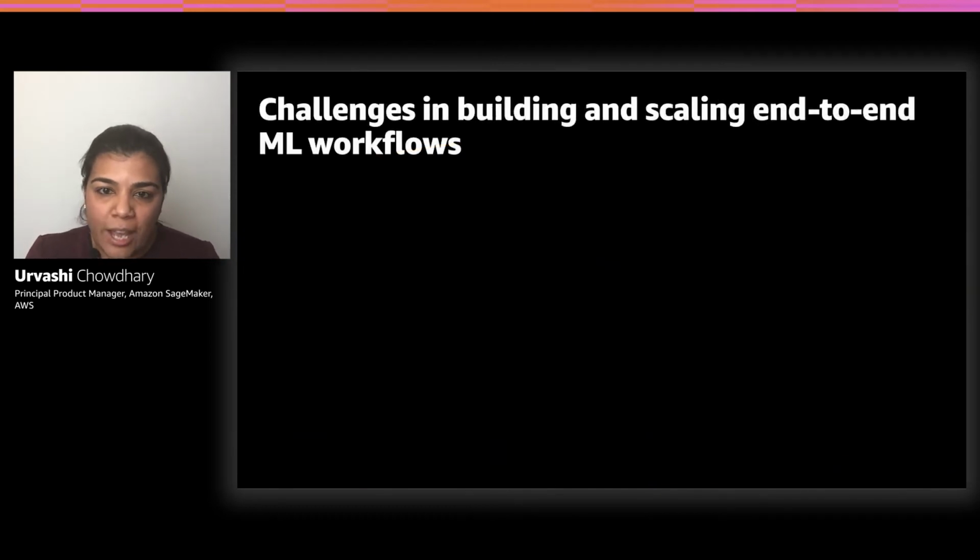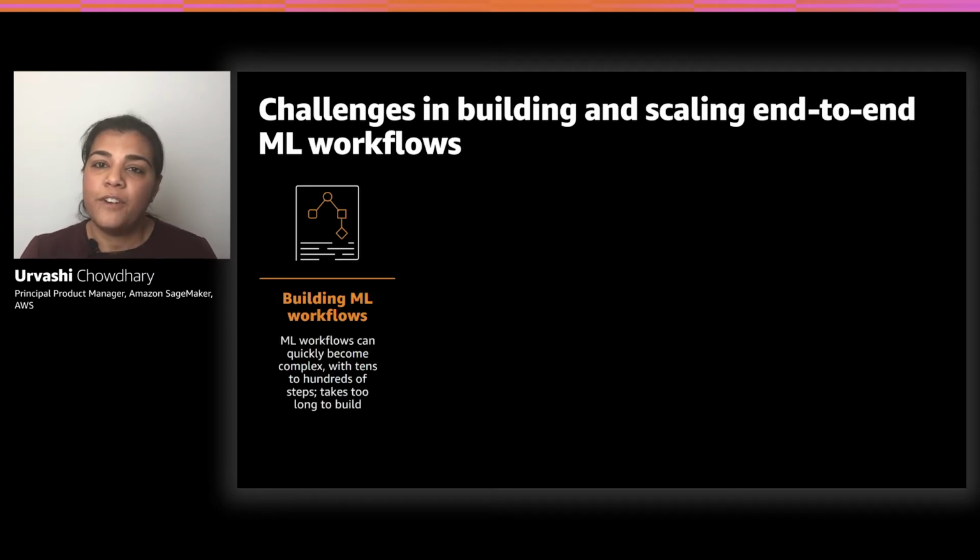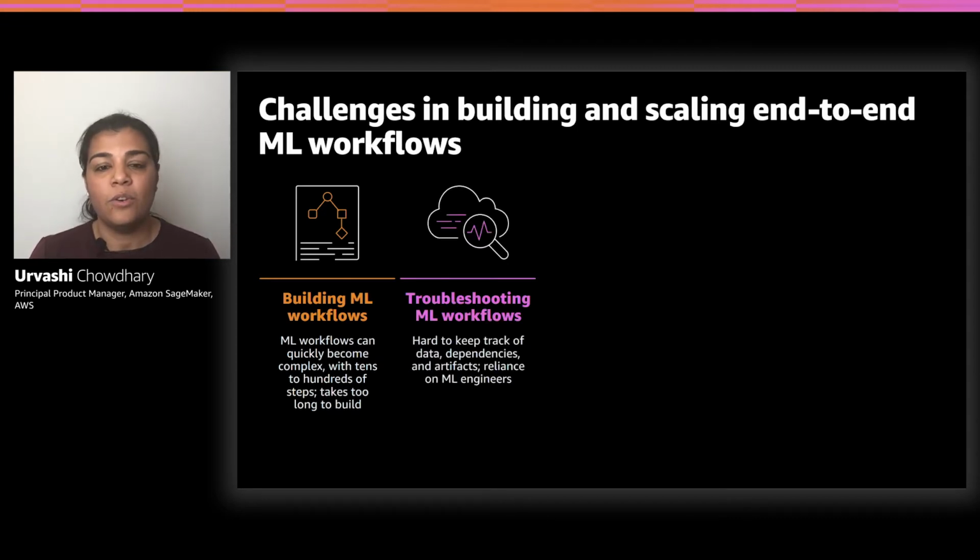So let's look at some of the challenges in building and scaling machine learning workflows. The first challenge that data scientists typically encounter is in building the machine learning workflow itself. Workflows can become quite complicated as your pipelines can have many steps involving data processing and training and hyperparameter tuning. Each of these steps can also have a lot of dependencies between them, which makes it hard to troubleshoot workflows once you've created them. You not only need to keep track of the data artifacts, but also the model artifacts. And this increases reliance on engineering teams.